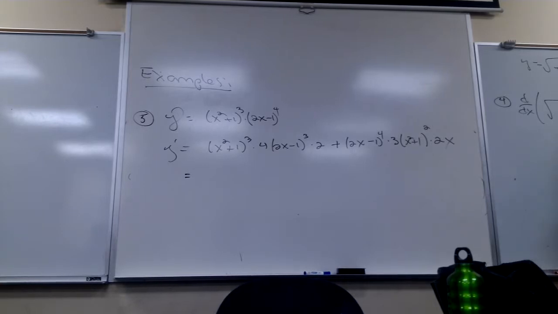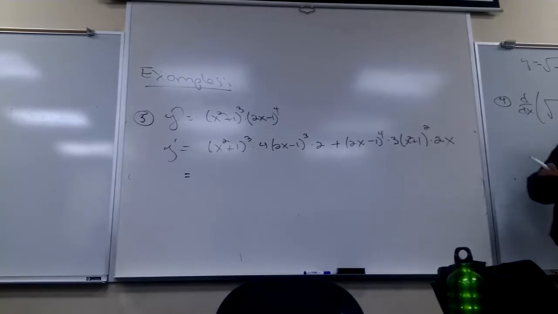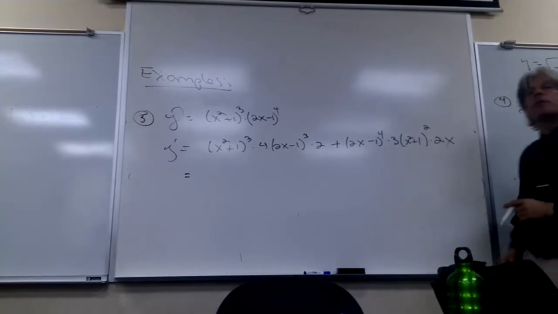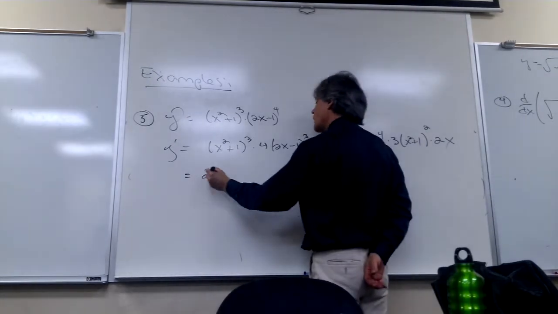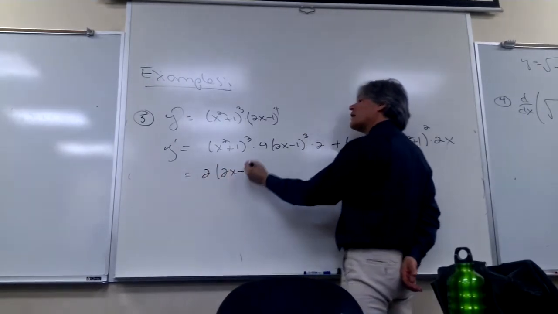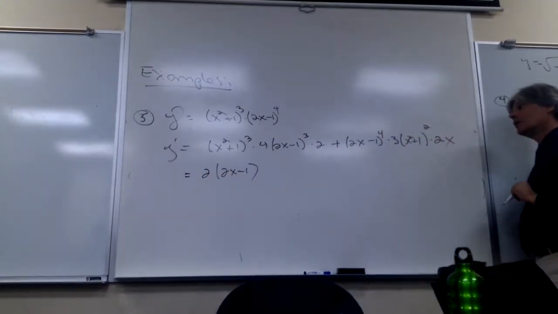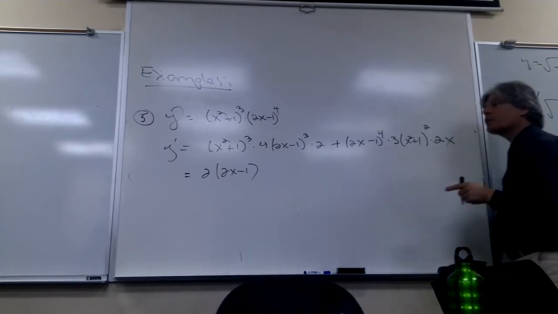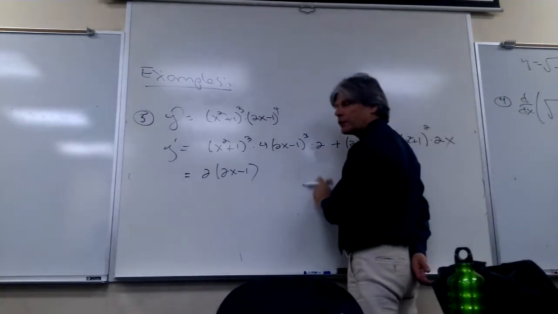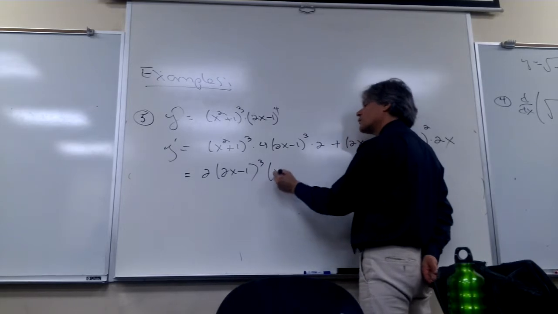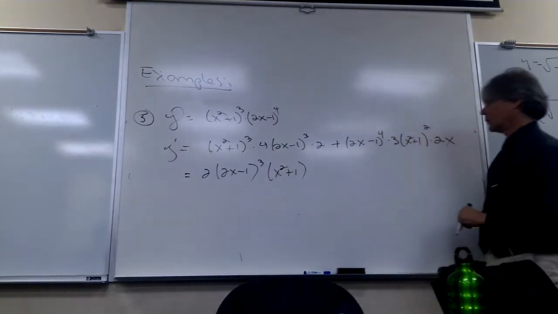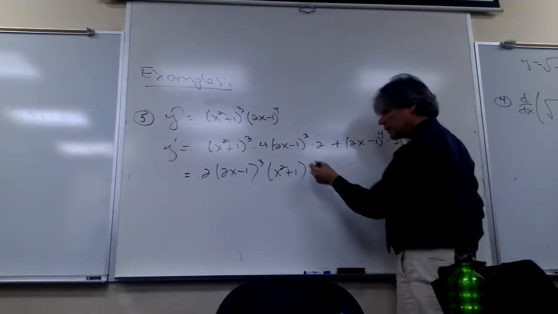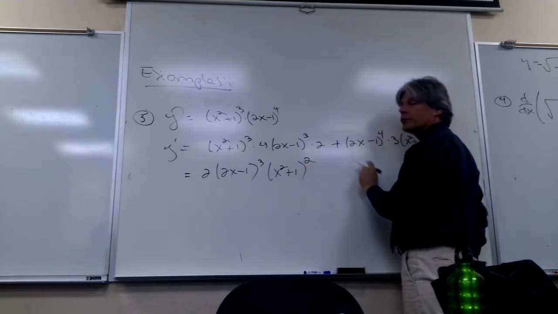Really? Pull out like terms, like factors. I think both these two terms have a common factor of 2x minus 1. How many should I pull out? All of them. 3 is the least number of times seen in either of the two expressions. How many x squared plus 1s? 2. The smaller power I see that being raised to in either one of those expansions is 2.